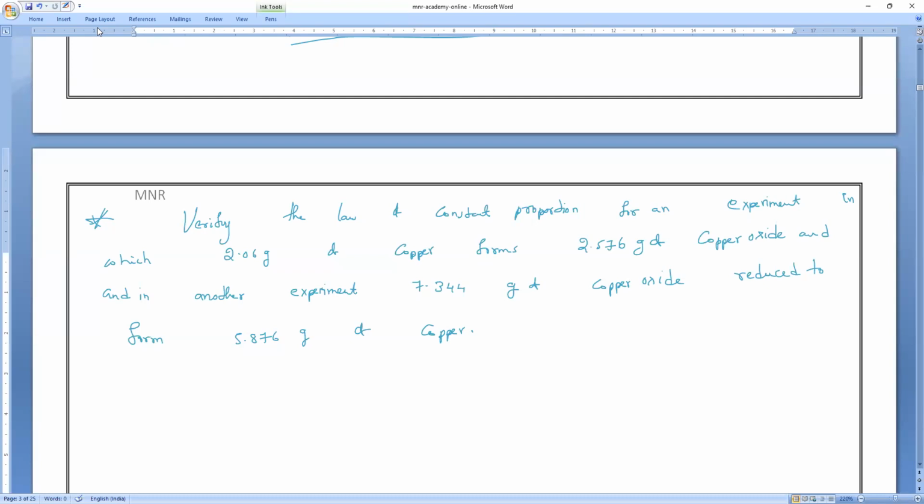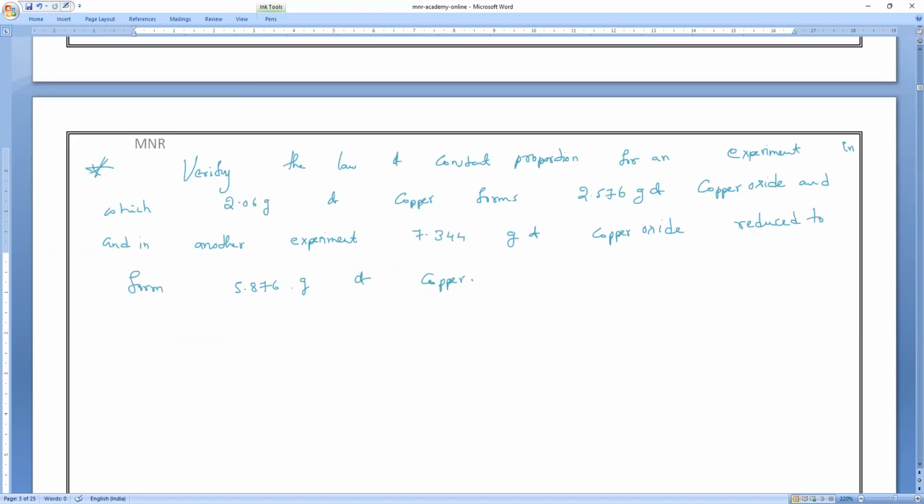So, first of all, understand the question. Copper is giving you copper oxide, which means copper reacting with what? Oxygen, O2. Very good. So when copper reacts with oxygen, you will get copper oxide.